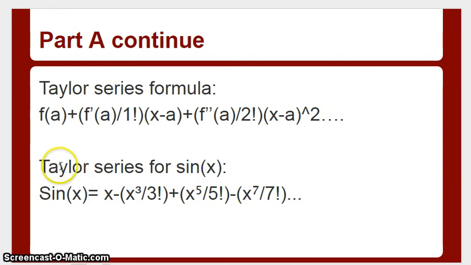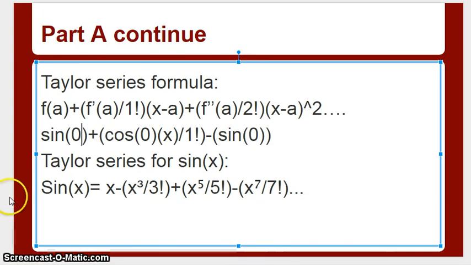Okay, so in this formula, it states that f of a plus f prime of a divided by 1 factorial times x minus a plus f double prime of a divided by 2 factorial times x minus a to the second power, and so on. Okay, so let's take a look at how we got this answer, which is the Taylor series for the sine of x.